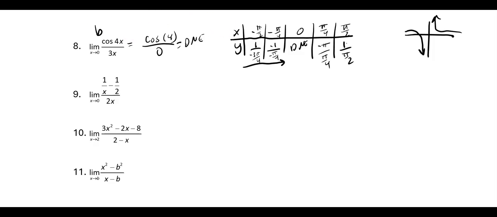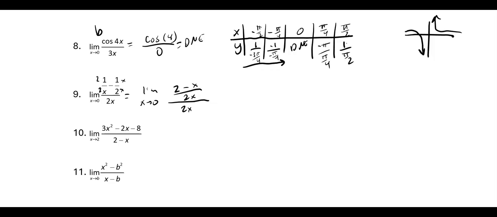Okay, number 9 right here. Let's see, fake plug in, 1 over 0 won't work. So we got to do some simplifying. Again, in order to do this, you need common denominator. So multiply by 2 over here and x over here. So we have the limit as x goes to 0 of 2 over 2x minus 1x over 2x, all over 2x. Which really, hold on. Let's rewrite this. Let's go 2 minus x all over 2x, like that.